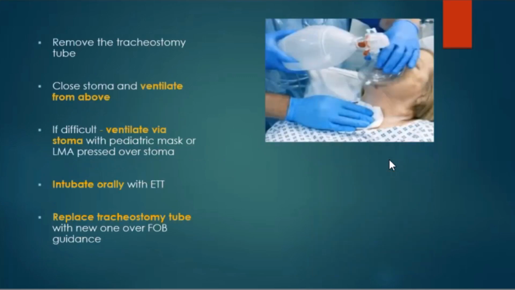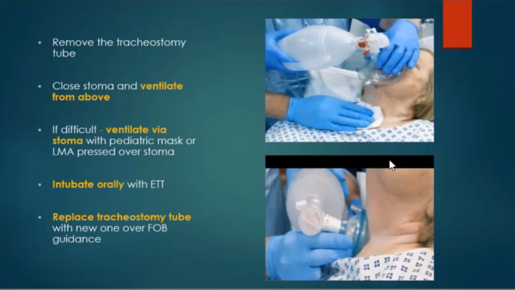Even after this step, if there is no improvement, then the next step is to remove the tracheostomy tube, close the stoma as shown in the picture with a gauze piece, and ventilate from above with a face mask and ambu bag. If you cannot ventilate, then try and ventilate below from the stoma with a pediatric face mask and ambu bag, or you can even use an LMA and press it against the stoma and try and ventilate.